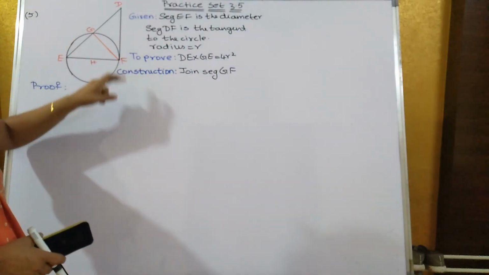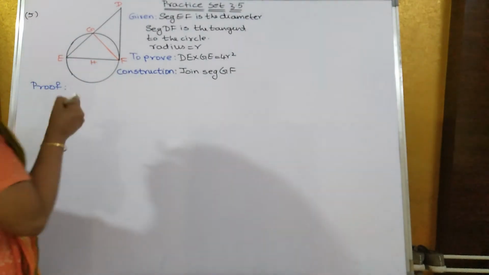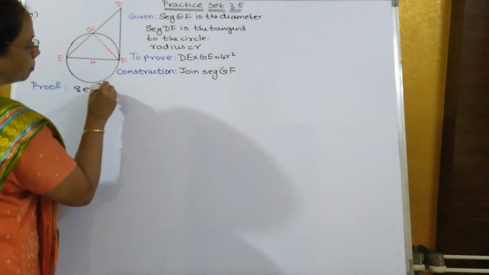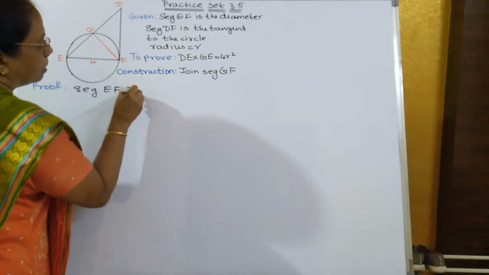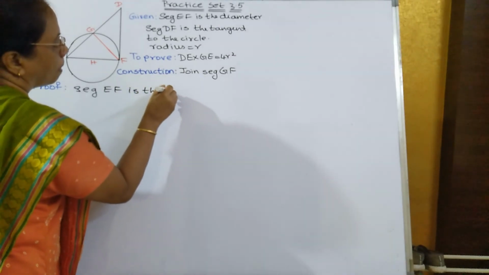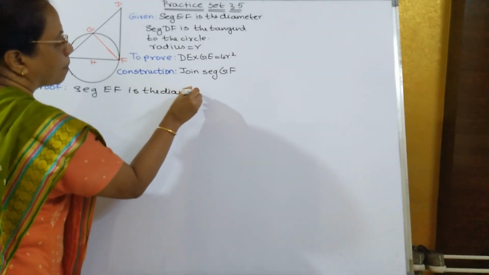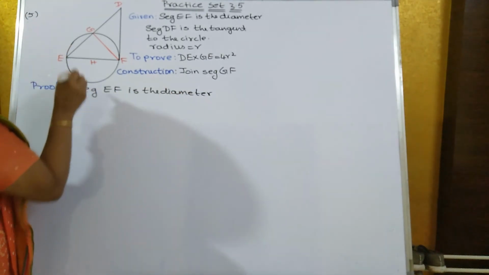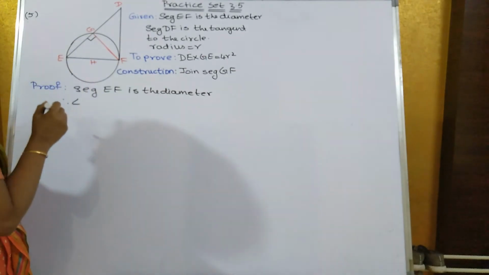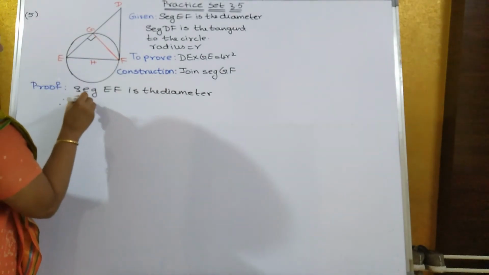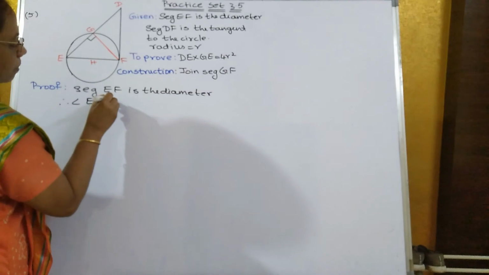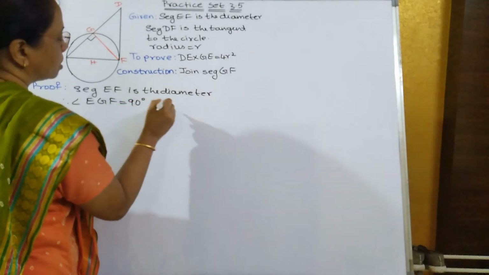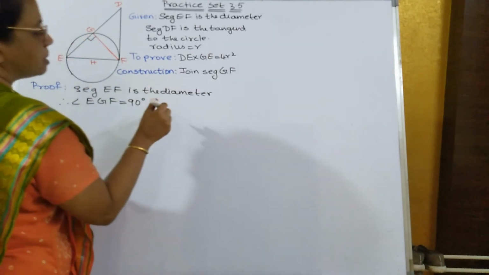Construction: join GF. Now it is already given that Seg EF is the diameter. Therefore, this angle will be equal to how much? 90 degrees. Therefore, angle EGF is equal to 90 degrees. Reason, what is it? Angle inscribed in a semicircle.